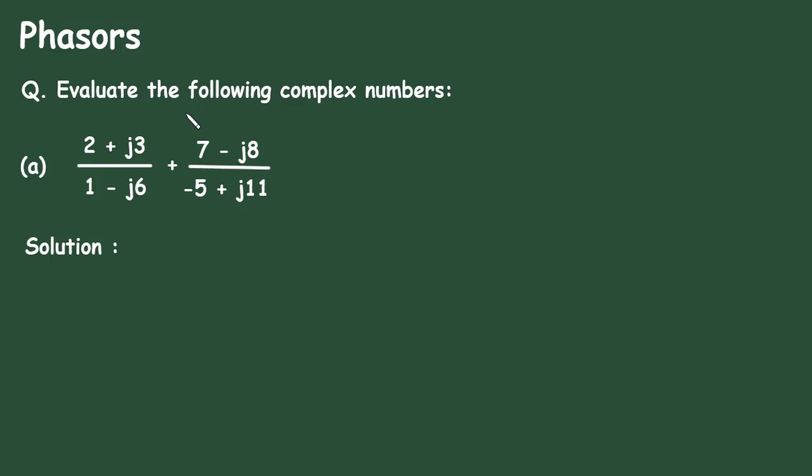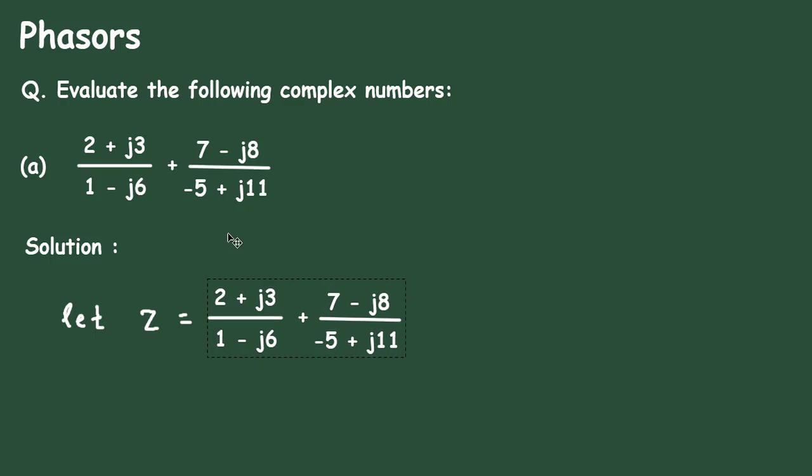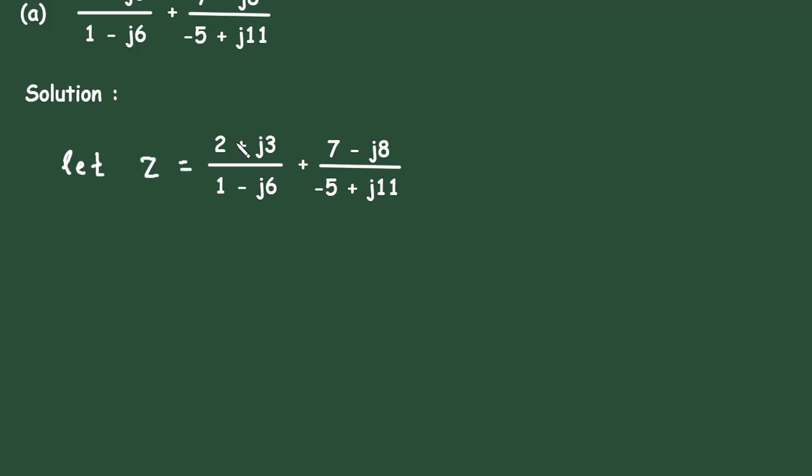In this video we will see an example on Phasors. Question: evaluate the following complex numbers. So this is the problem given and we have to simplify this. Solution: let Z be equal to this value. We have to simplify this. So here we have to first divide this numerator and denominator.